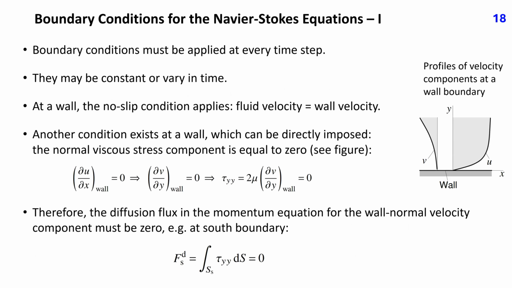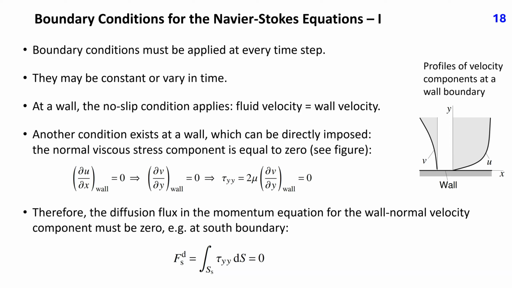Boundary conditions must be applied at every time step. They may be constant or vary in time. At a wall, the no-slip condition applies. Fluid velocity at wall is equal to the wall velocity. In finite difference methods, this is the only condition imposed at a wall.